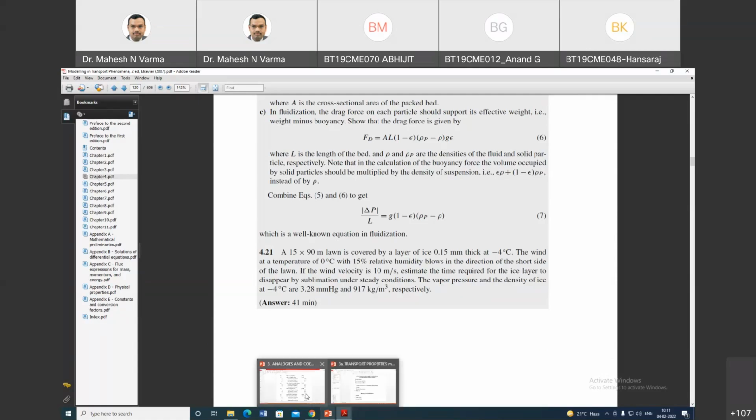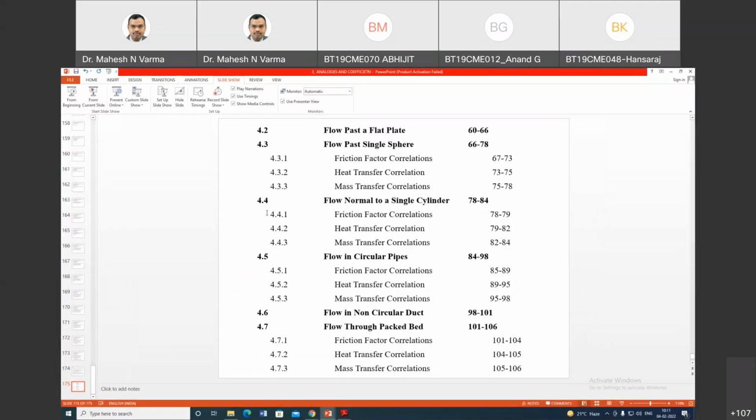Is it clear for everybody? So this is the outline of the content: how to estimate friction factor, heat transfer coefficient, and mass transfer coefficient. Flow past a flat plate we have already covered. Then flow past a single sphere, flow normal to a cylinder, flow in a cylinder, flow in a non-circular duct, and flow through a packed bed. There will be solved and unsolved problems and theory related to this, and that is what will be there for assignment.